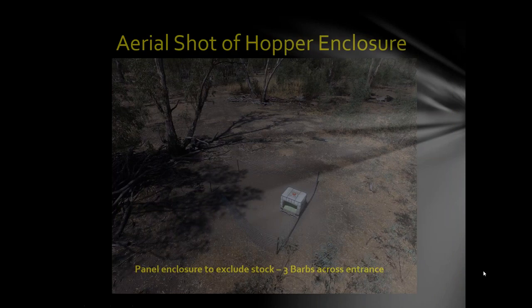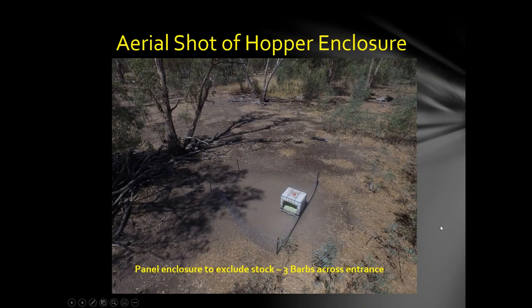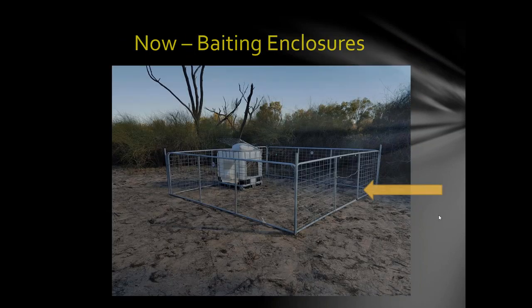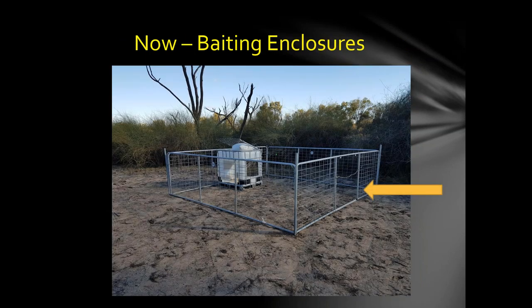Aerial shot, again, of a hopper. We ran some barbed wire across the front. These were done with stock in the paddock. We ran three barbs across the front, which was fine for merino and everything else, but still didn't trust it with dorpers. We need to do something. So this is where we're at now. We try these baiting enclosures, and this was with the assistance of a local landholder.